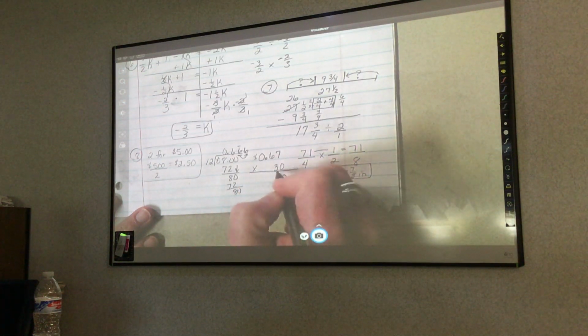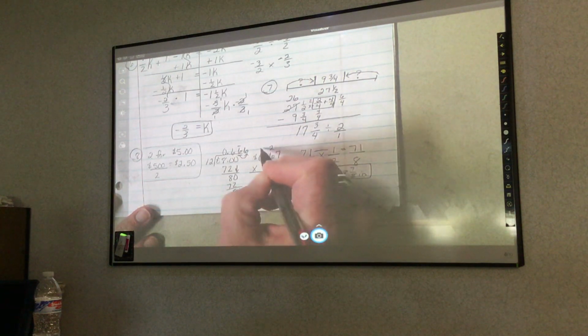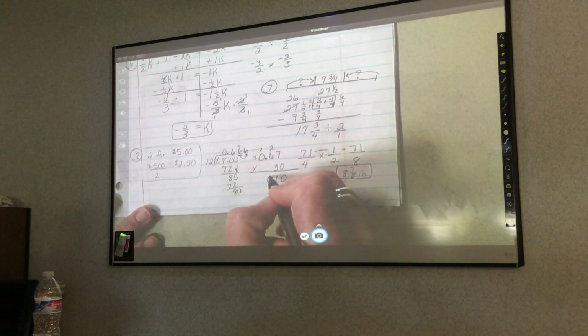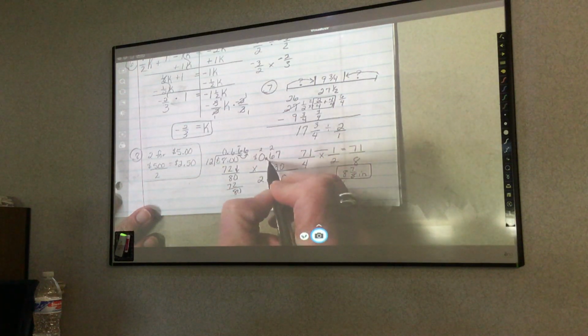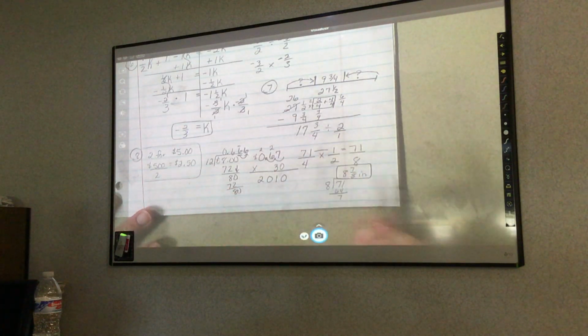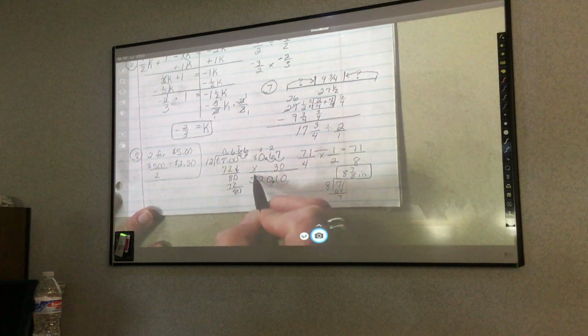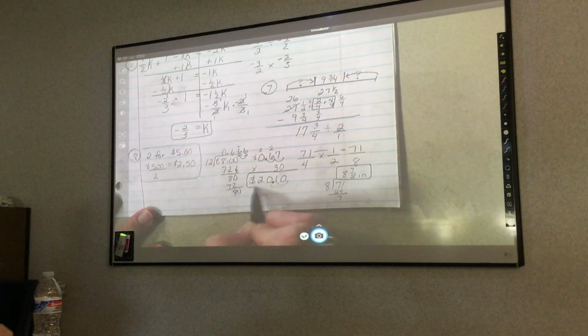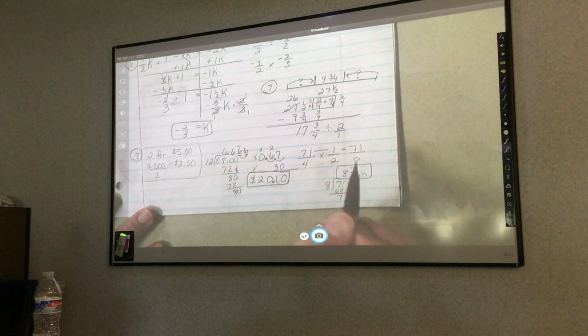Hang out that 0, bring it down. 3 times 7 is 21. 3 times 6 is 18, plus 2 makes 20, and 3 times 0 is 0, plus 2 is 2. 2 decimal places, so I start on the right, I go 1, 2. So it's $20.10 for the 30 bags. I was right.